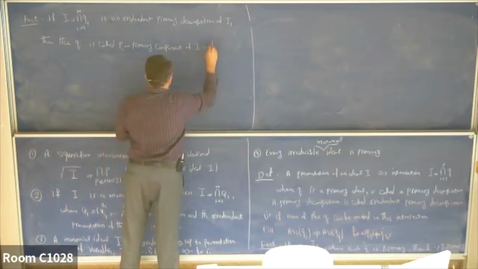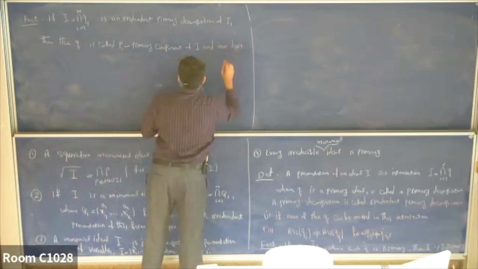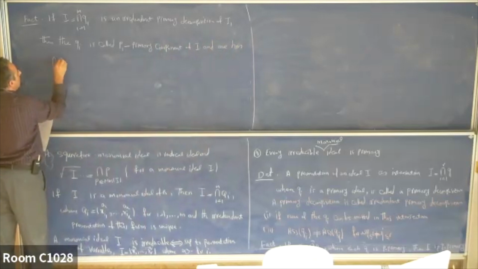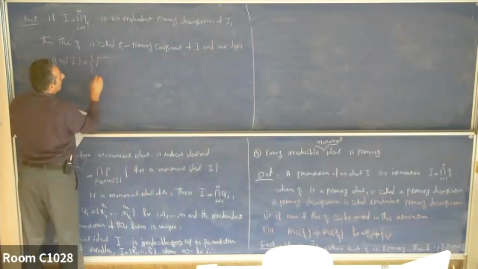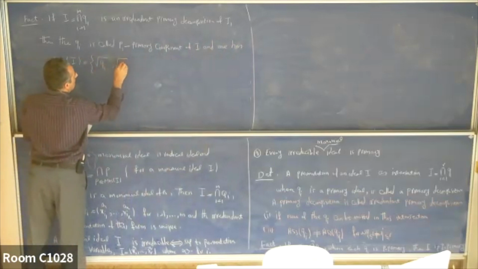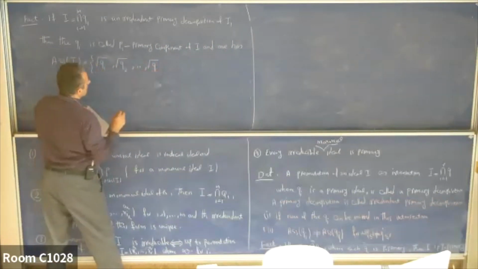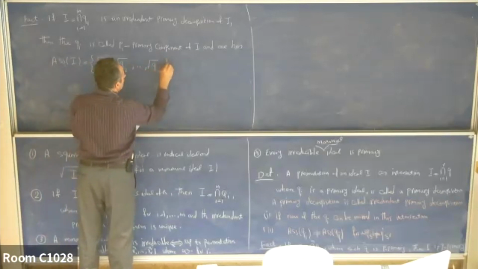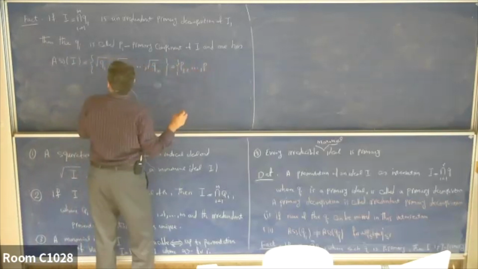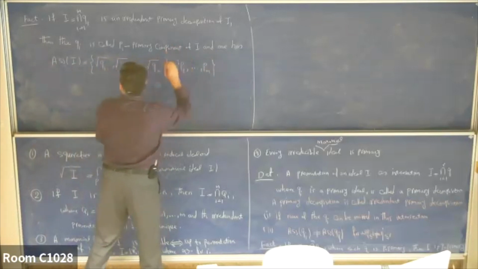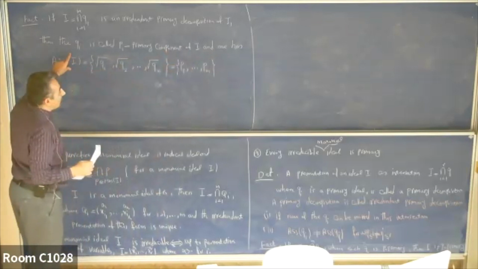and one has radical associated prime of A is equal to radical Q1, radical Q2, and radical Qm. This is the P1 and Pm. So the redundant primary decomposition gives us the associated prime of ideal.